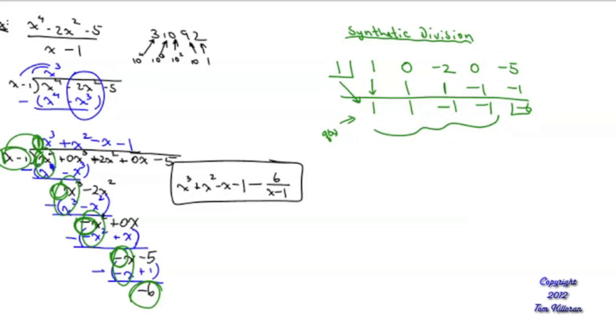Now, here's the other cool part. The top one has 1, 2, 3, 4, 5 numbers, but the degree was 4. The bottom one has 1, 2, 3, 4 numbers. You do not consider the boxed one. That's why I put a box around it. If it's 4 numbers, the degree is 3. It's 1 less. 5 numbers, degree is 4. 4 numbers, the degree is 3; 2 numbers, the degree is boringly 1, which is a silly polynomial. So this must be x cubed plus x squared minus x minus 1, minus the 6 over your divisor of x minus 1. So you should be able to pull your answer right out of synthetic division.